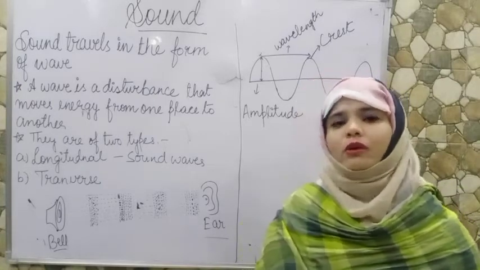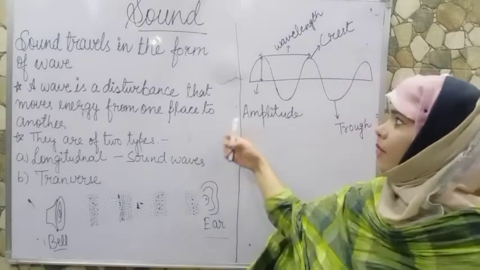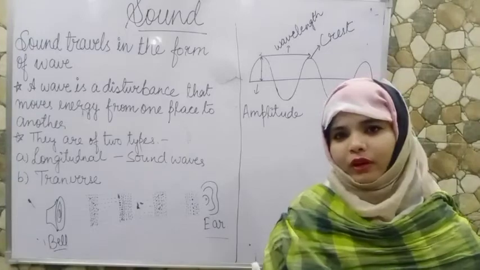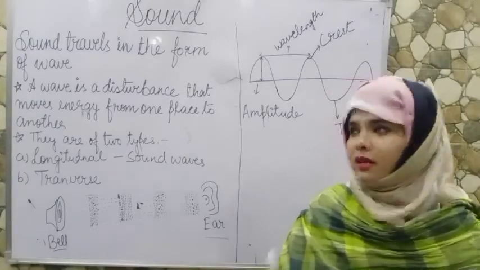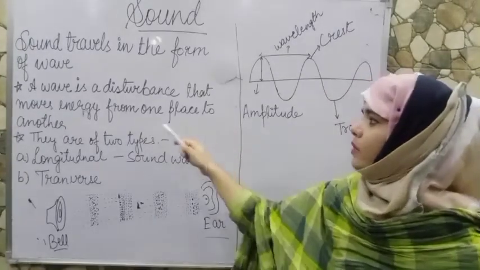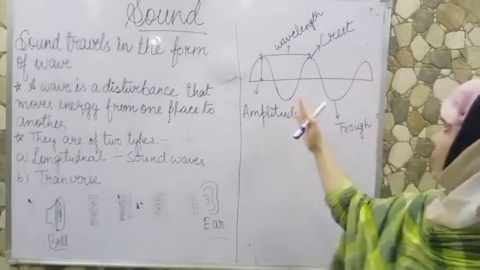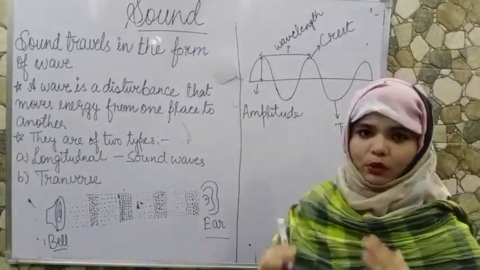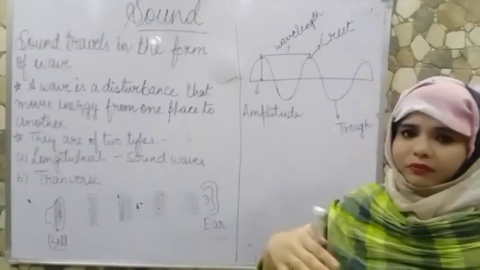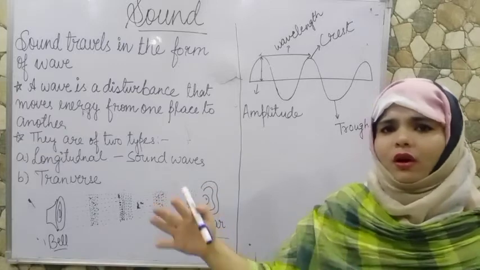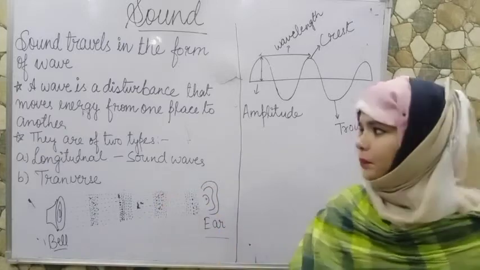Now see how sound travels. Sound travels in the form of wave. What is a wave? A wave is a disturbance that moves energy from one place to another. A wave is a disturbance which transfers energy from one place to another.